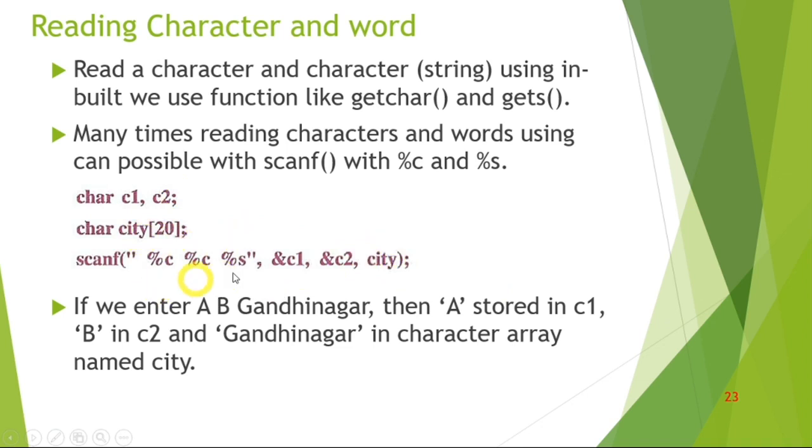Three values are given, but here you check the control string: %c for c1, %c for c2 and %s for city, because city is multiple characters. Now if we enter AB Gandhinagar, then A is stored in c1, B is stored in c2 and Gandhinagar is stored in the character array named city.